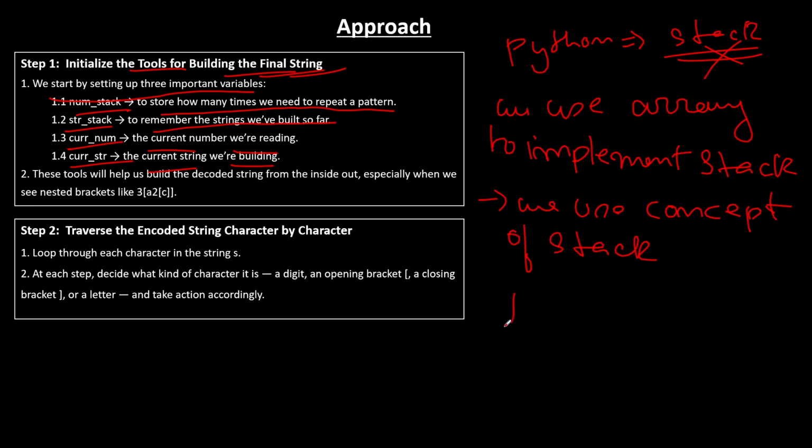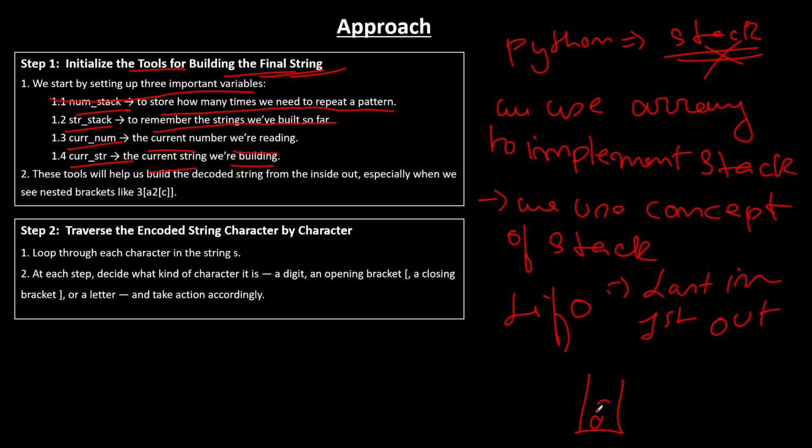Now, what is the concept of stack? LIFO. What does LIFO stand for? Last in, first out. Basically, the value which entered last, the most recent value, will be popped out first. It's basically like putting something in a rack, and the topmost value is always taken first. So how will these tools help us build a decoded string from inside out, especially when we have nested brackets like this?